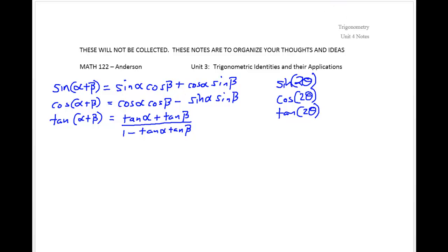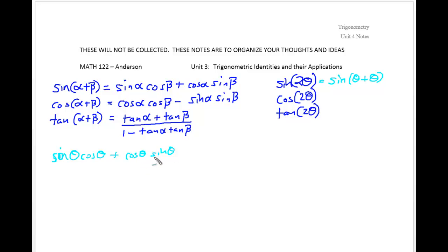I'm going to start off with sine. Let me quickly change colors here, just so I can keep all of these separate. We're going to look at sine of alpha plus beta, but in this case we're going to look at sine of theta plus theta, because doubling an angle is the same thing as saying the angle plus itself. So we can come up with the sine of 2 theta formula by rewriting this as sine of theta plus theta and using a formula we already know from the previous unit. Instead of sine alpha cosine beta, this will become sine theta cosine theta plus cosine theta sine theta.